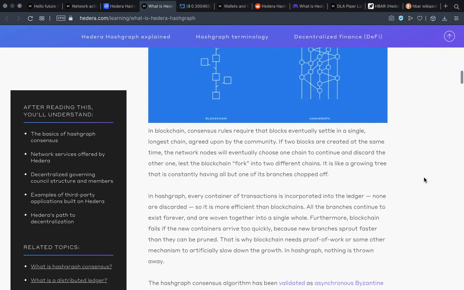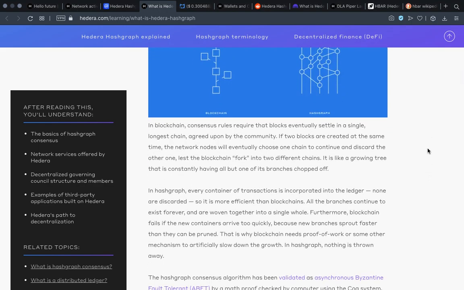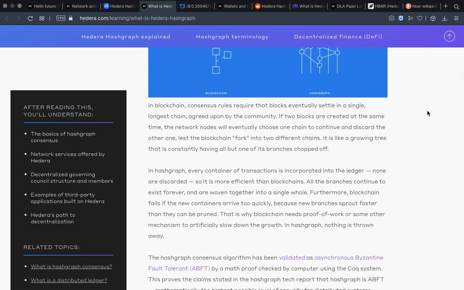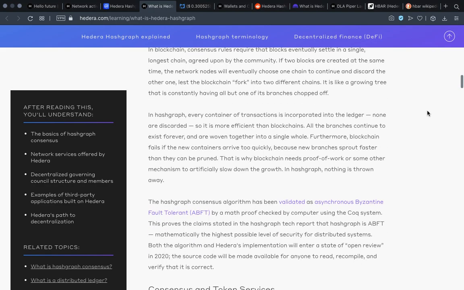In Hashgraph, every container of transactions is incorporated into the ledger. None are discarded, so it is more efficient than blockchains. All the branches continue to exist forever and are woven together into a single whole. Furthermore, blockchain fails if the new containers arrive too quickly, because new branches sprout faster than they can be pruned. That is why blockchain needs proof of work or some other mechanism to artificially slow down the growth. In Hashgraph, nothing is thrown away.